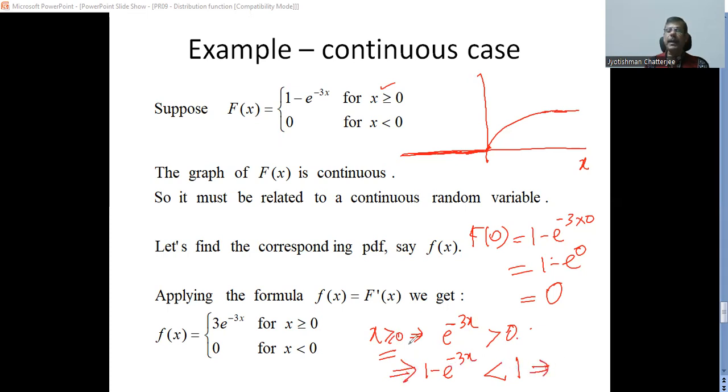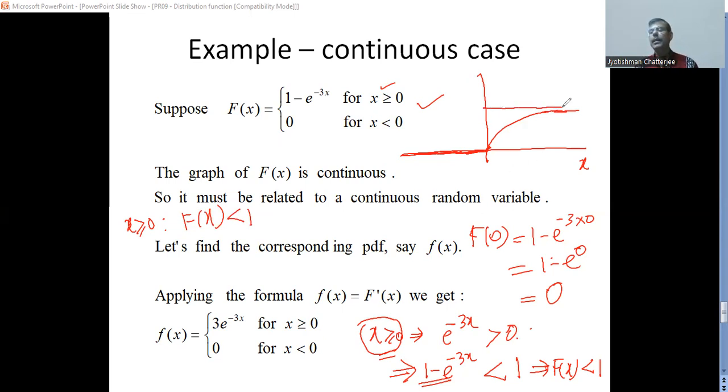And in particular, when x is greater than or equal to 0, this is nothing but F(x) by this definition. So F(x) is less than 1. So we have got, for x greater than or equal to 0, F(x) is less than 1. So this one here is 1. The graph approaches asymptotically to 1. Why is it so? Is it actually going towards 1? As per the property of a distribution function, it should.